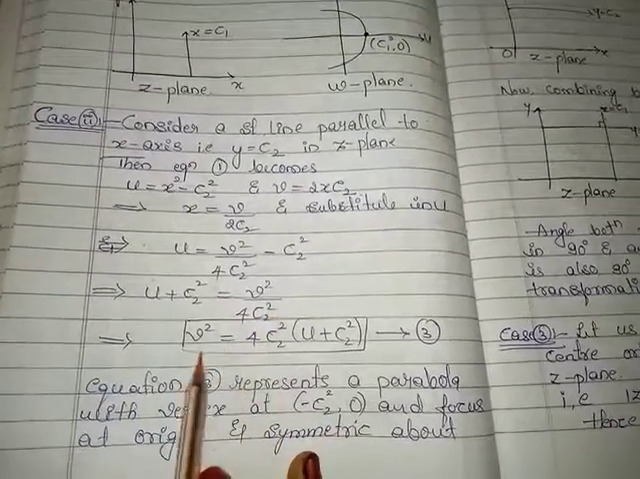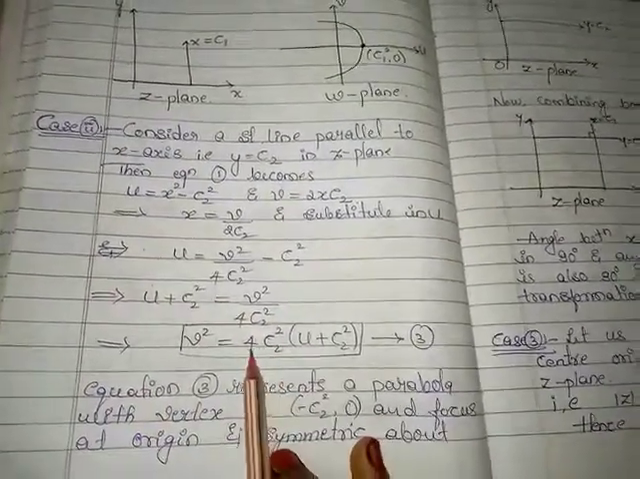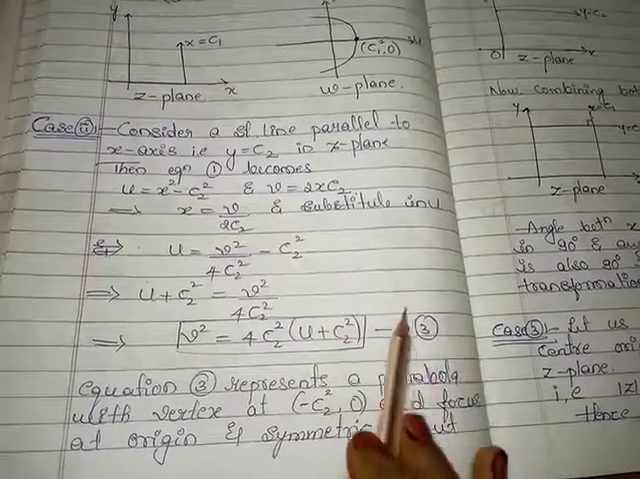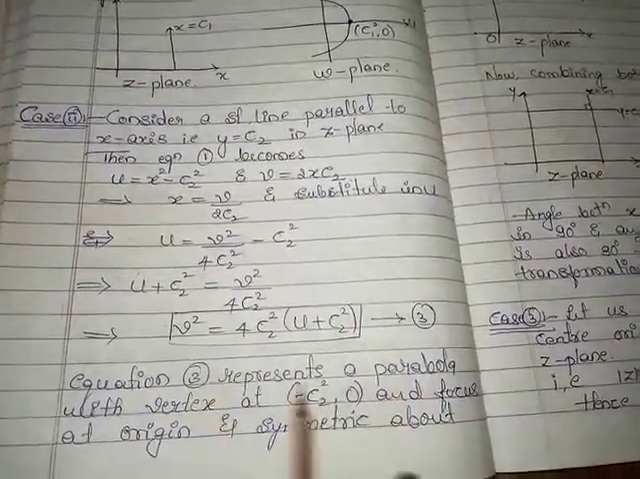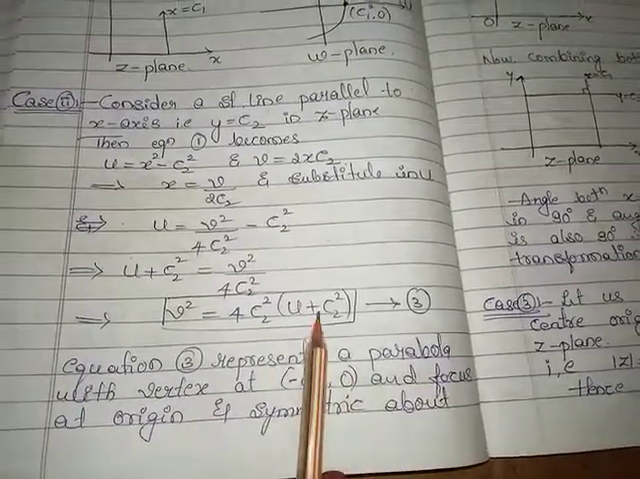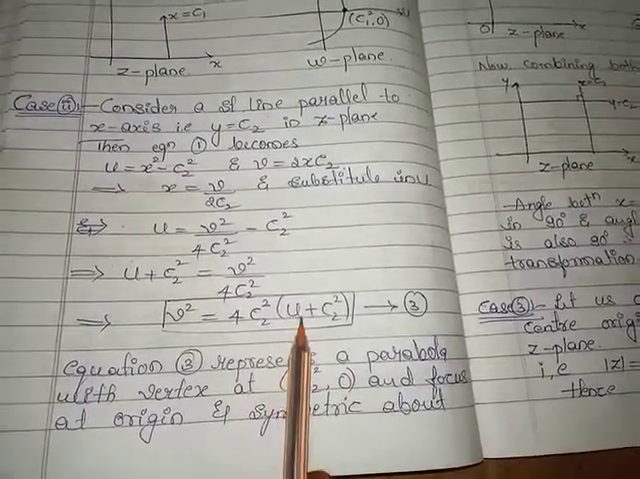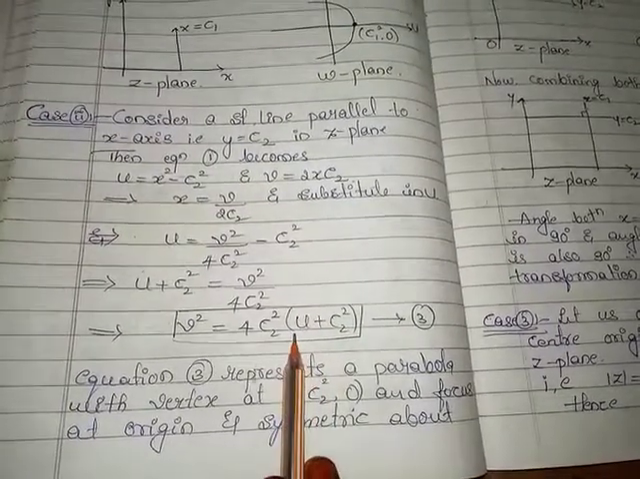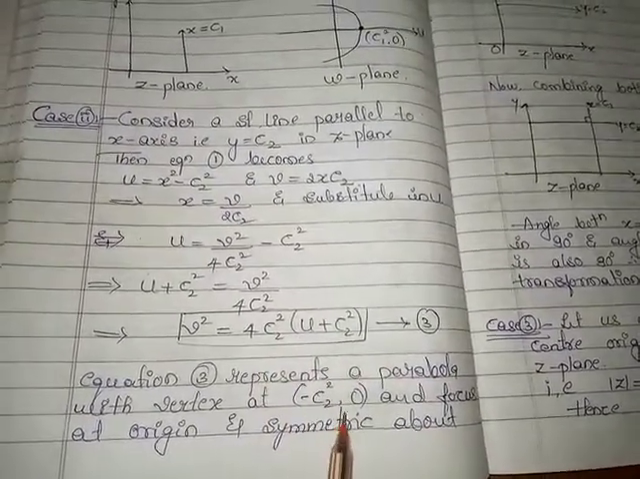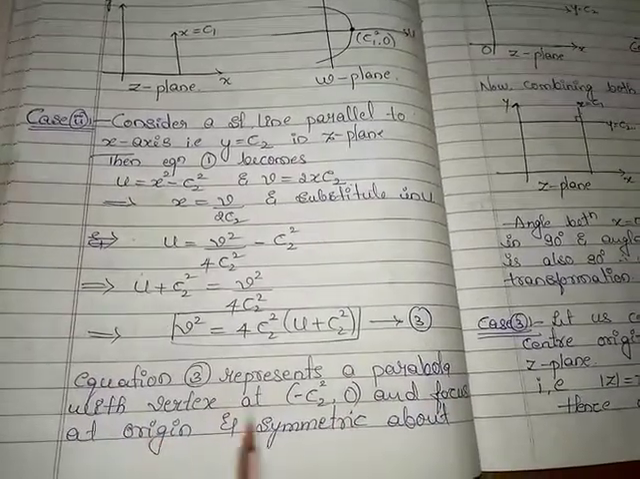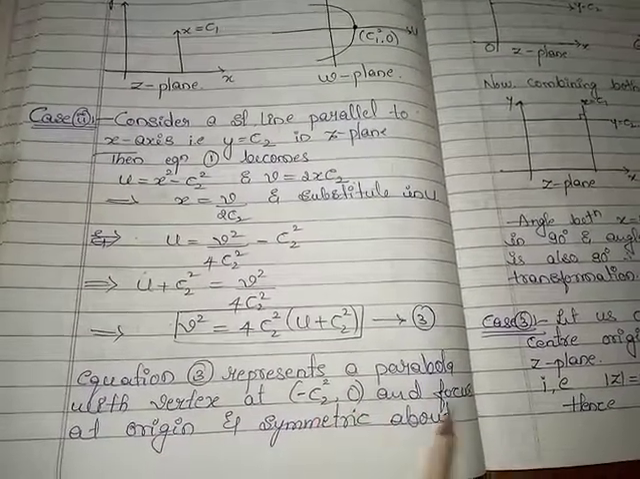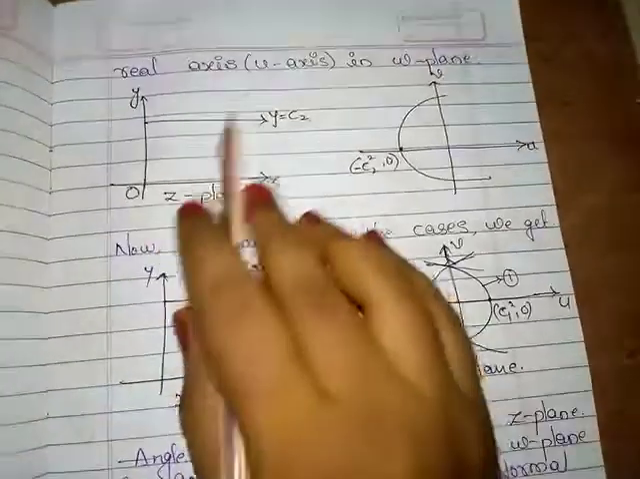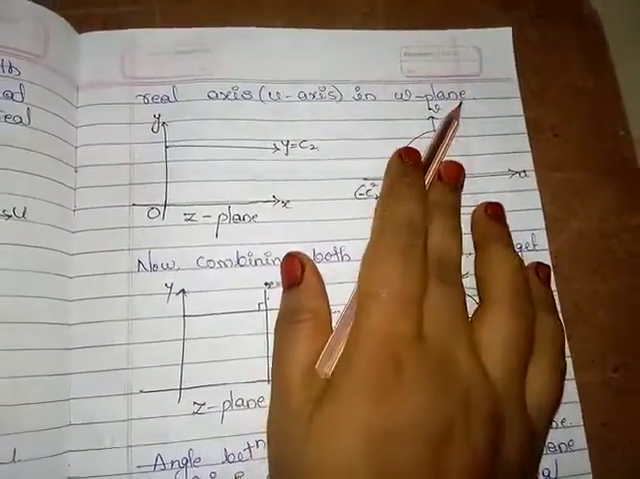It will be u plus c2 square is equal to v square divided by 4 c2 square, implies v square is equal to 4 into c2 square into u plus c2 whole square. This is equation 3. Equation 3 represents a parabola with vertex minus c2 square comma 0 and focus at origin, and symmetric about the real axis, that is u axis in the w plane.